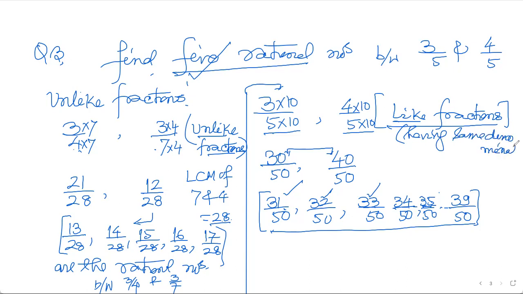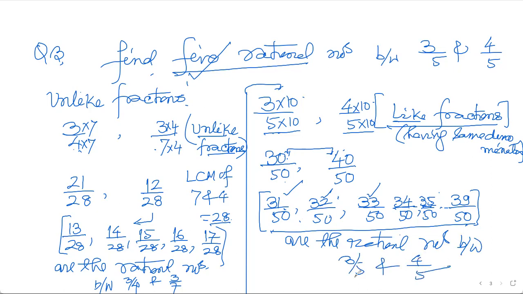not leaving any doubt here, then simply multiply by 10, divide by 10. Here also multiply by 10 as you did in the previous sum. So this is 30 by 50, 40 by 50, and find numbers between these two: 31 by 50, 32 by 50, 33 by 50, 34 by 50, and these are the rational numbers between 3 by 5 and 4 by 5, because those were like fractions, so it could be done easily.